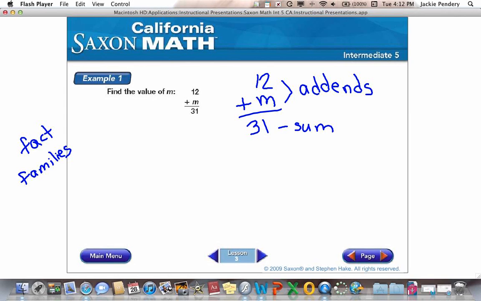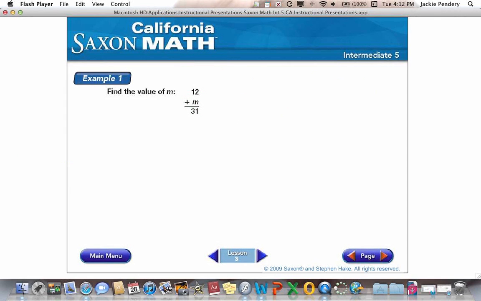Now we use m as a variable. m right here is called a variable, which means I don't know what the answer is. I don't know what m represents. I'm going to have to solve to find out. Some of you may be saying, hey, I have a pretty good idea right off the bat of how to solve this problem. If you do, that's great.